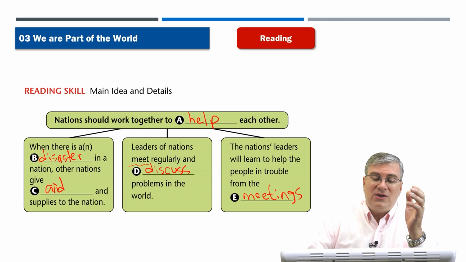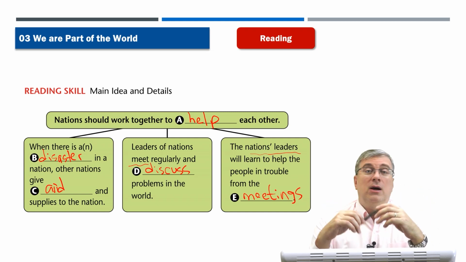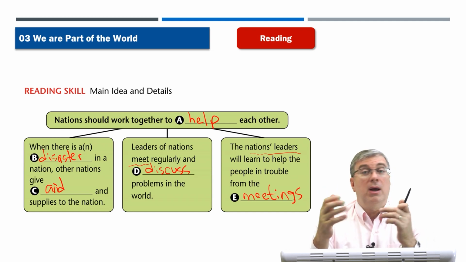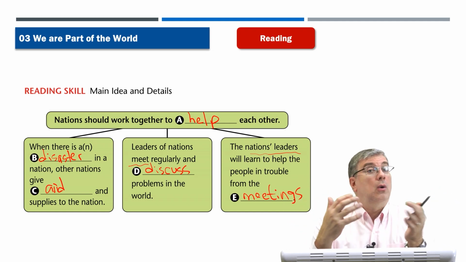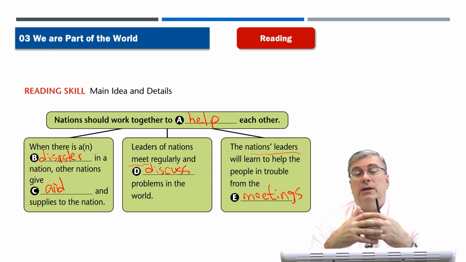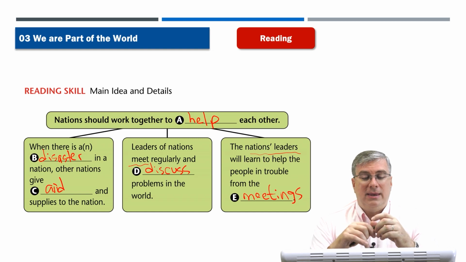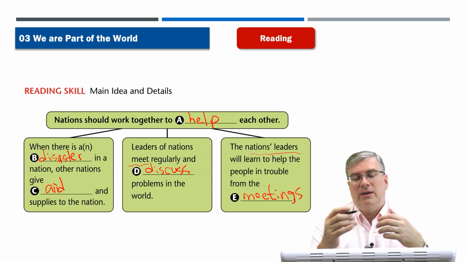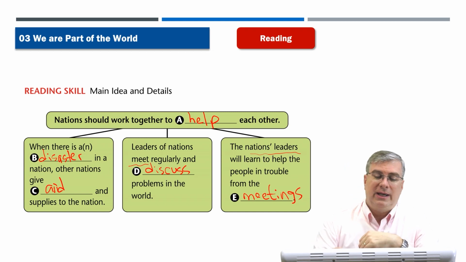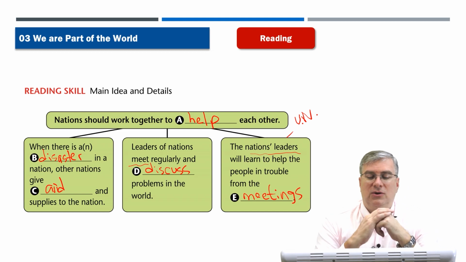But of course, the nation's leaders don't just get together in times of disaster, they also get together regularly to talk about other types of problems or to talk about how they can help each other or work together to solve problems that might occur in the future. And this is basically, they didn't mention it specifically, but obviously they're talking about the United Nations here, and we just call that the UN, right? The United Nations.